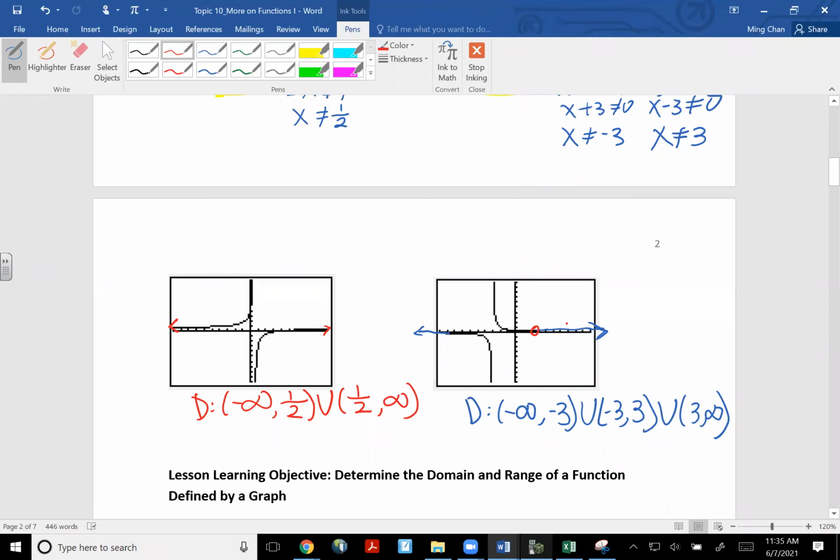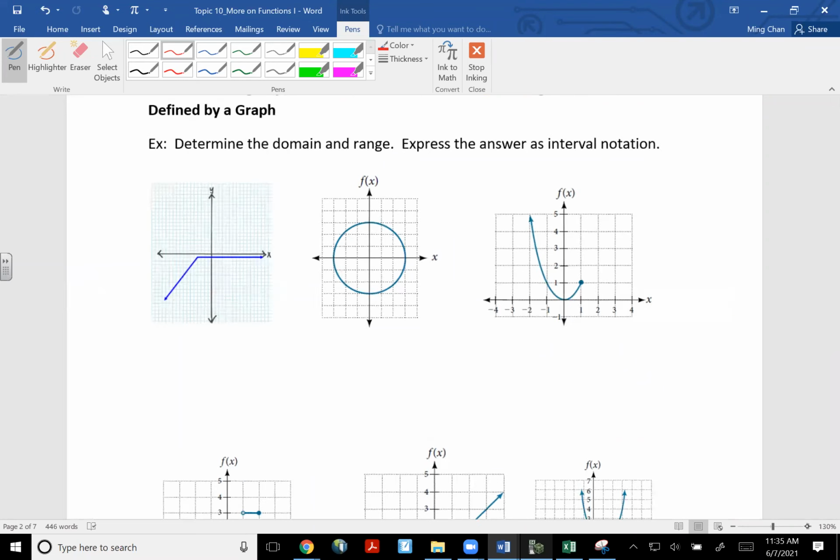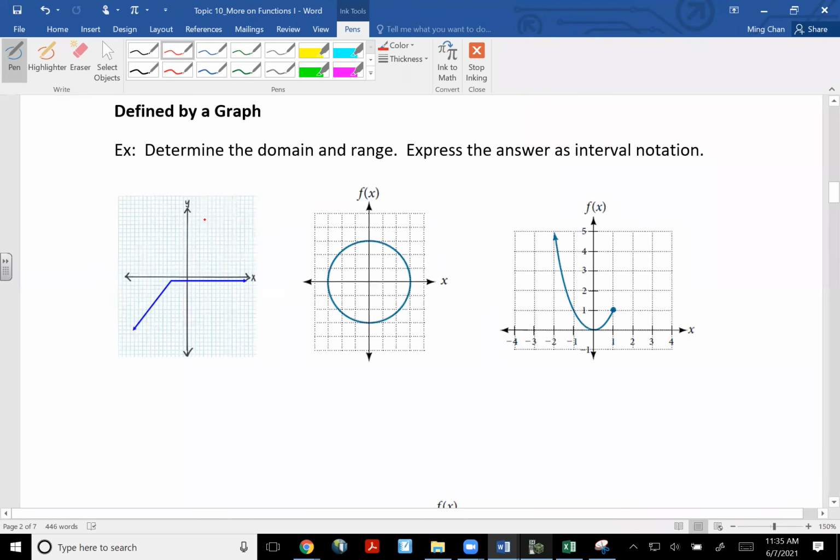All right, determine the domain and the range of a function defined by the graph. So these are based on graph. All right, these are based on graph. Let me make this a little bit bigger. All right, I drew this one right here. Okay, this problem tricks students up all the time. Domain and range. Okay, so what I always like to do is show you the arrows.